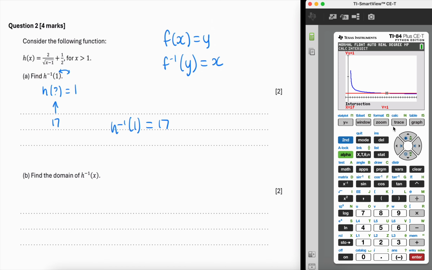There is 1 mark for obviously the answer of 17, and there is a second mark for realizing or showing some sort of method for realizing that the domain and range swap over if you take the original function.